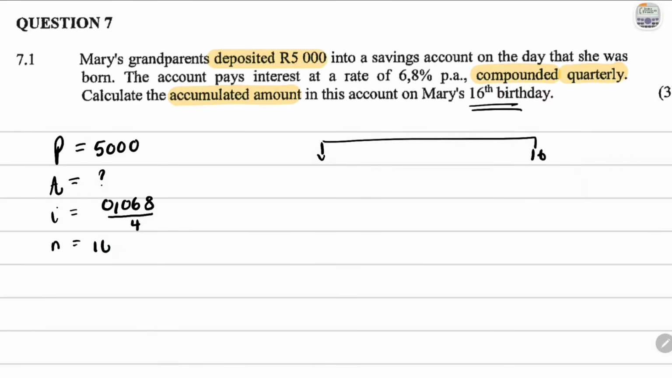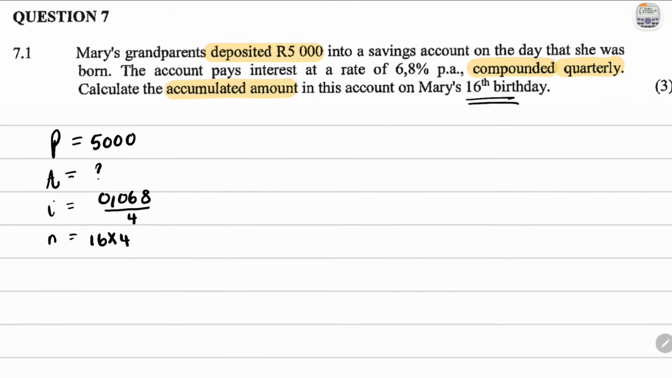But remember that this is compounded quarterly. So it's going to earn interest every quarter. So you need to say the 16 years times the 4 quarters that they are in every year. Each quarter is made of 3 months, but that's not really important here. Okay, so that's all we have to do. Substitute and then we get our answer.